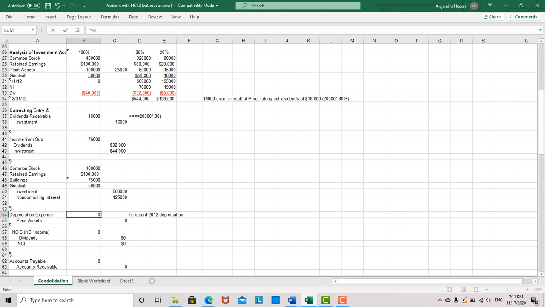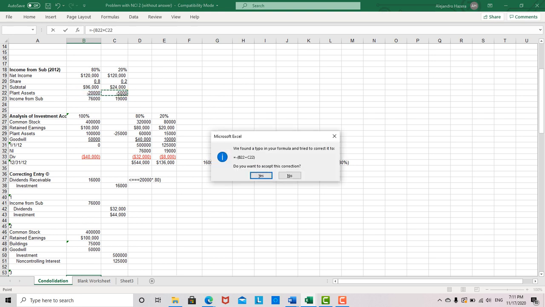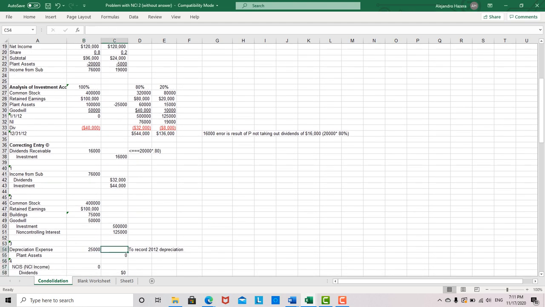Now the depreciation here should be very easy, since it's equal to a negative, really 25,000. That plus the negative 5. This is this year's depreciation. So this is to record depreciation for 2012. Now at the end of this year, your plant will have 50,000 left over because you had 100,000 less the 2011 depreciation and less this depreciation should give you 50,000 at the end of this year.